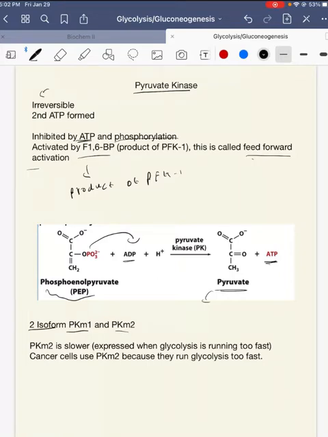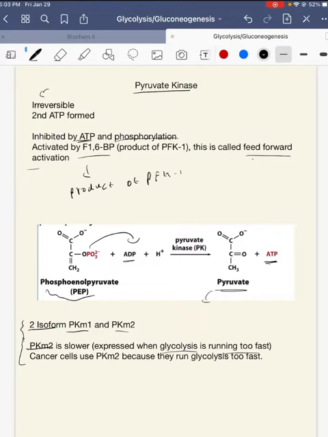PKM2 is generally slower than PKM1. This is not really important, but I just thought I'd mention it because it's related to pyruvate kinase, but I don't think you guys would have to know this. So the two isoforms are PKM1 and PKM2. PKM2 is slower. This is generally expressed when glycolysis is running too fast. So this is another way for the cell to regulate glycolysis and enzymes in general. If glycolysis is running too fast and it wants to regulate that, it expresses PKM2.